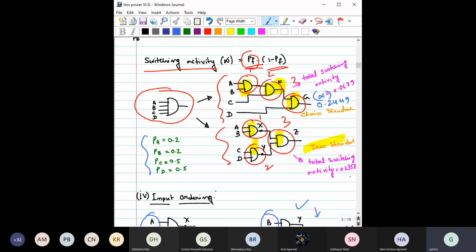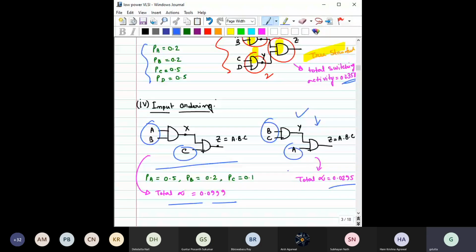I think we have already written this one and this one. So this was the value of alpha. You can see that by simply changing how you implement the same logic, you can significantly change the alpha. So you can significantly impact the power dissipation.